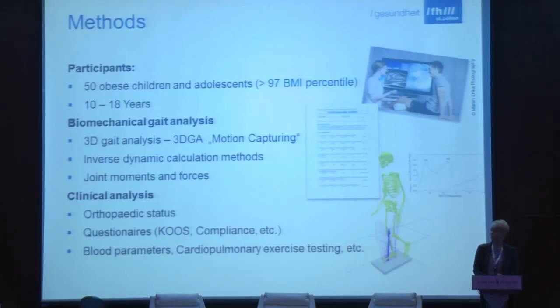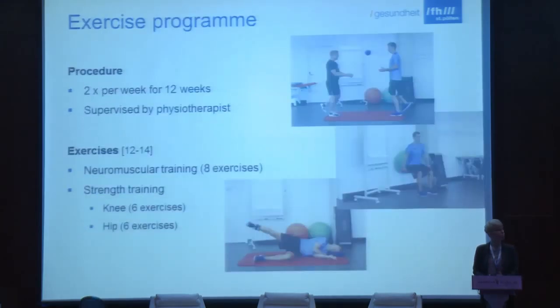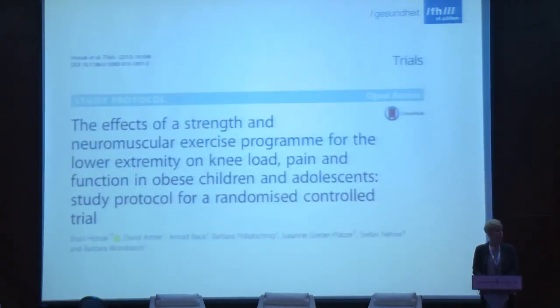We have now included 55 obese children and adolescents in the age from 10 to 18 years. We will evaluate biomechanical gait analysis using 3D gait analysis, joint moments and forces. And we will also evaluate the clinical status by an orthopedic status and questionnaire and blood parameters. The exercise includes strength exercises for the lower extremity. It's 2 times per week for 12 weeks, and patients are also getting a home exercise program. And we already were able to publish this trial protocol in the journal called Trials, so whoever is interested in it can find it on PubMed.